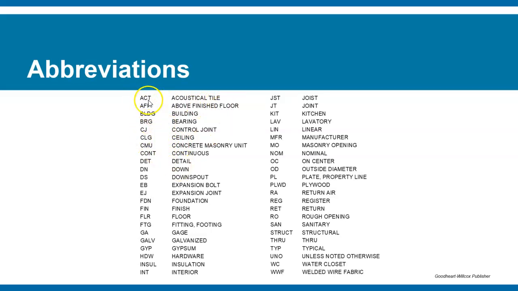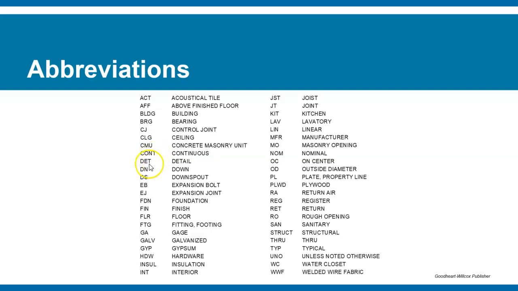So ACT, CLG, AFF, I can have an acoustic ceiling above finished floor. So you might see something that says ACT, CLG, AFF. What does that mean? It means acoustic tile ceiling above the finished floor. You're going to see that there might be lines, and the line may go off the page, but it'll tell you that this is a continuous line.